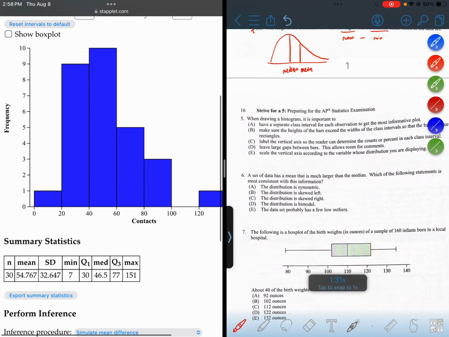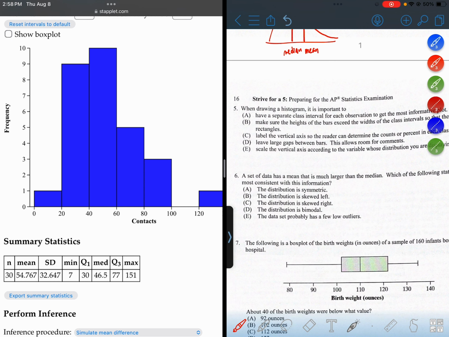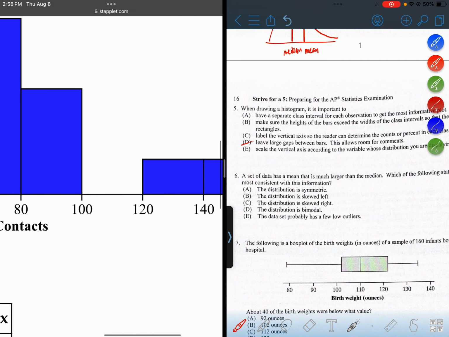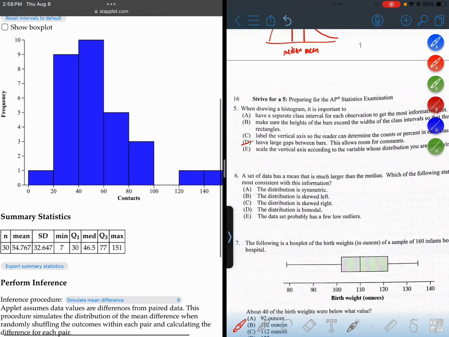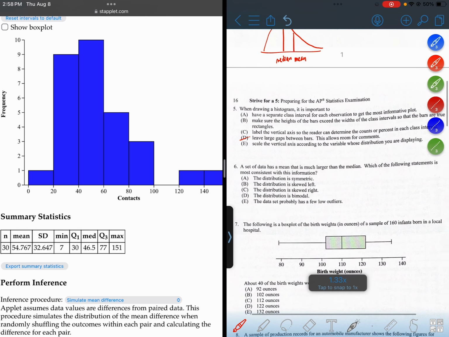So because of that, I'm going to cross off D. You don't need to leave gaps between the bars. You actually want the bars to touch. Now, if there is a naturally occurring gap because there's no values there, then sure. But normally you're not leaving any space between the bars. Another thing is, let's look at statement A.